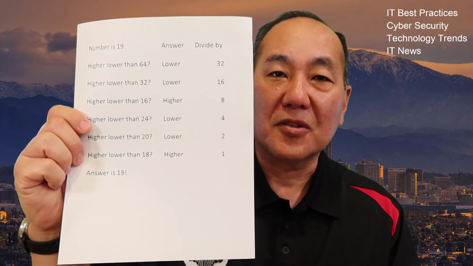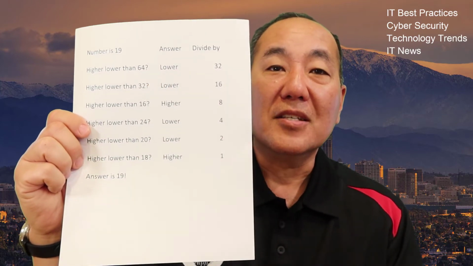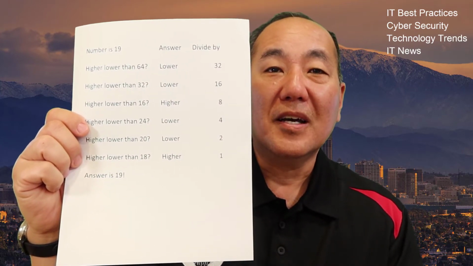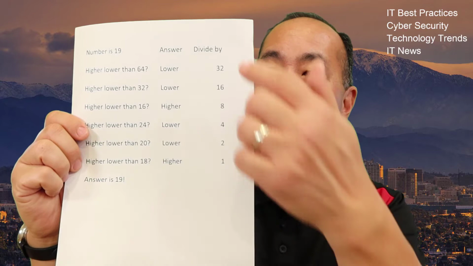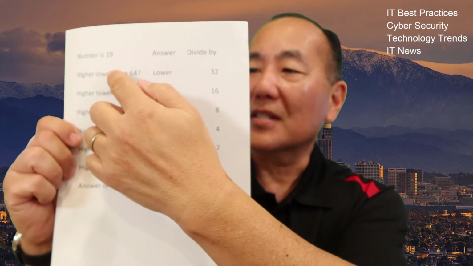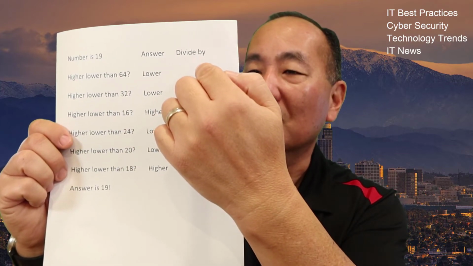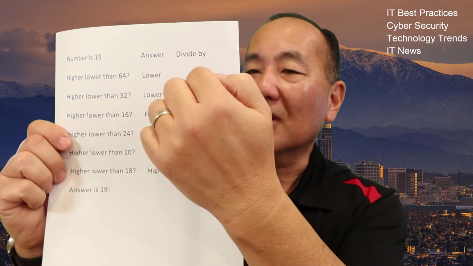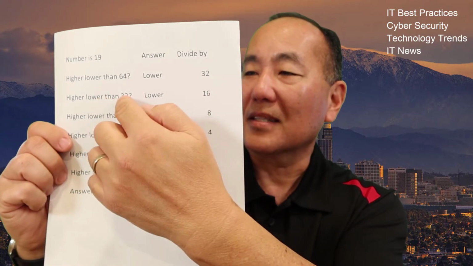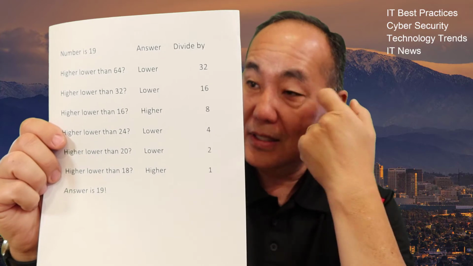So the first cut is, is the number higher or lower than 64? The answer is it's lower. Okay, so then I divide by 32, which is where the divide by column comes from. So first question, higher or lower than 64? Lower, so then I divide by 32, or subtract 32. So 64 less 32 is 32, so that's my next cutoff point. Is it higher or lower than 32? The answer is it's lower.